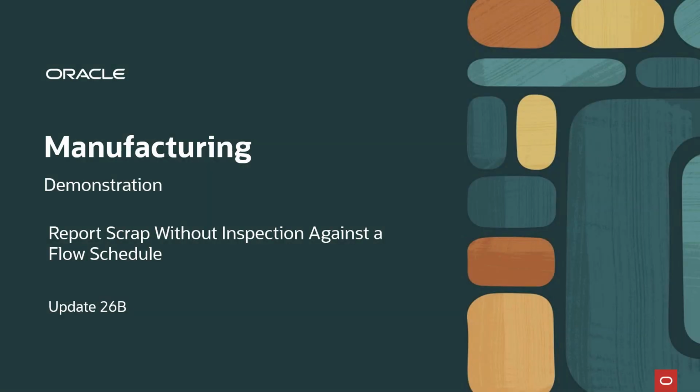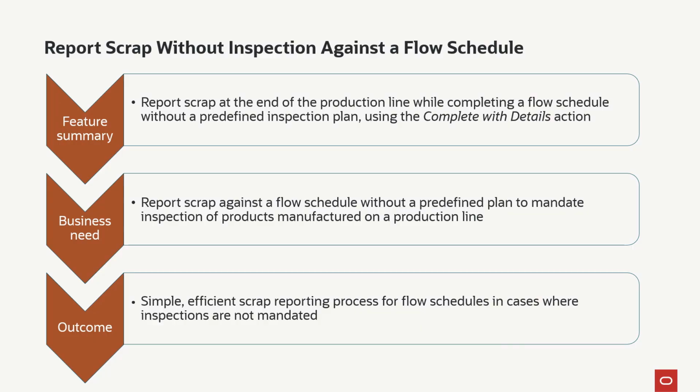Welcome to the demo of the 26B feature, Report Scrap Without Inspection Against a Flow Schedule, in Oracle Fusion Cloud Manufacturing. With this feature, you can directly report scrap at the end of the production line, while completing a flow schedule without a predefined inspection plan, using the Complete with Details action.